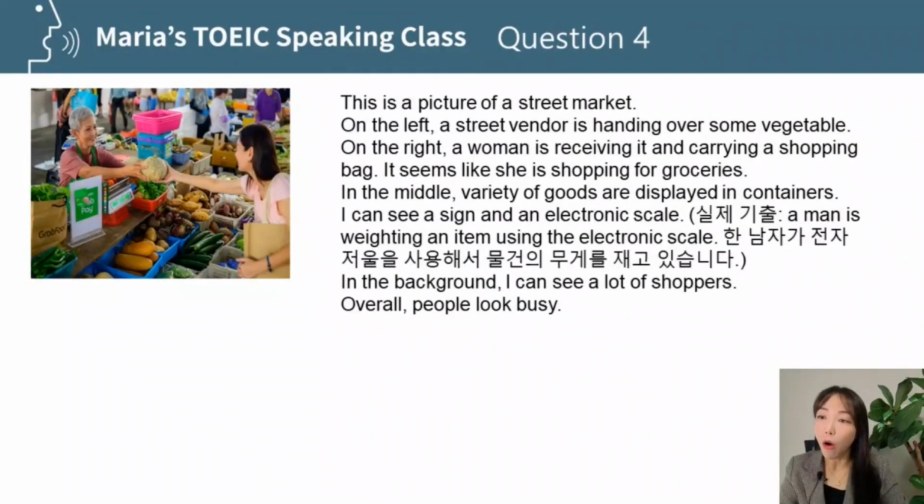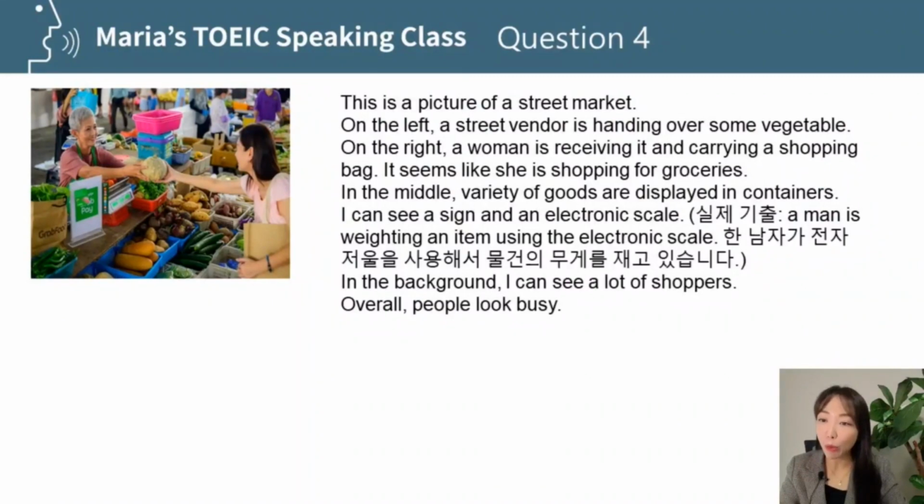sign으로 하시면 돼요. And an electronic scale. 나왔어요. 전자저울. An electronic scale. 그리고 실전 문제에서 저울에다가 무게를 다는 모습이 나옵니다. A man is weighing an item using an electronic scale. Weight 하면 무게죠. Weighing 하면 무게를 달고 있는 됩니다. Weighing an item. 전자저울, electronic scale.